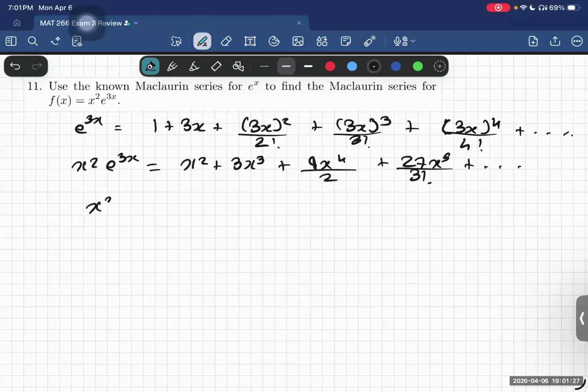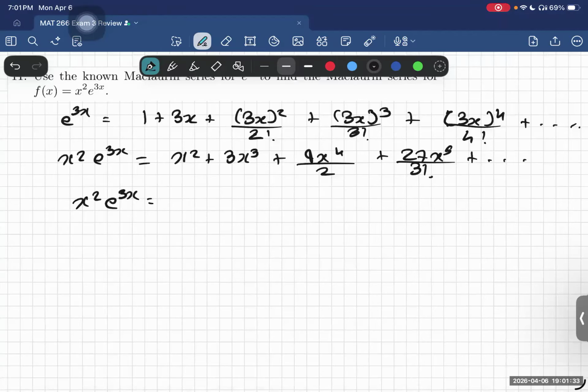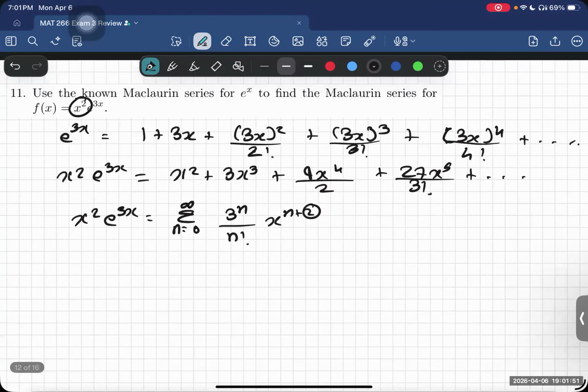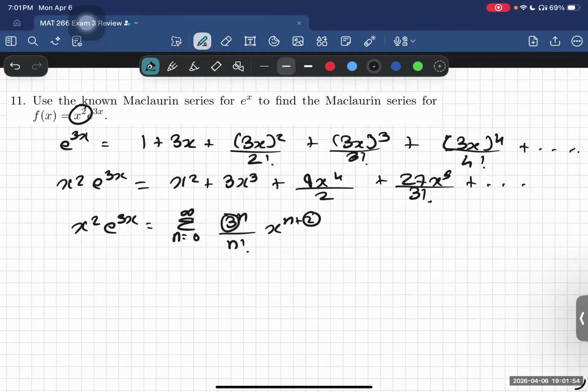Okay. So basically, looking at this, we can try to get it into a formula, for example. That's what the question is asking us here. So x squared e raised to 3x. By looking at the terms, what you can see is that it's just a summation of n equal to 0 to infinity of 3 raised to n divided by n factorial times x raised to n plus 2. This plus 2 is coming from this x squared. And this 3 is coming from the coefficient of x here, right? And that's how we solve this. All right. And that's the final answer for this one.